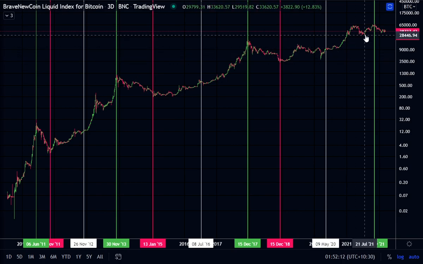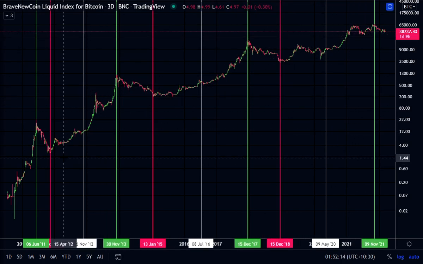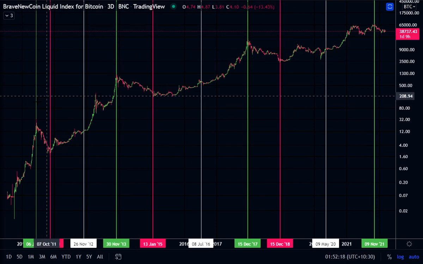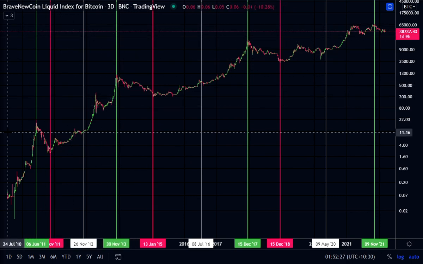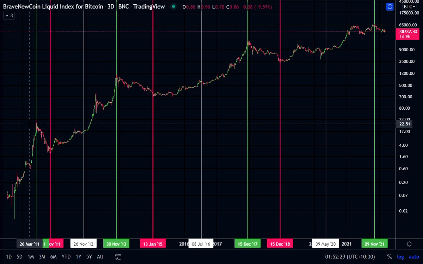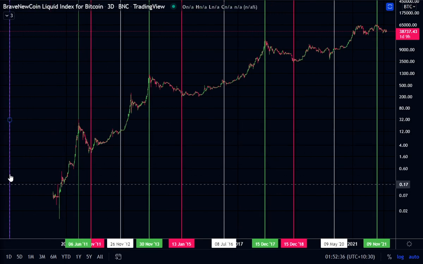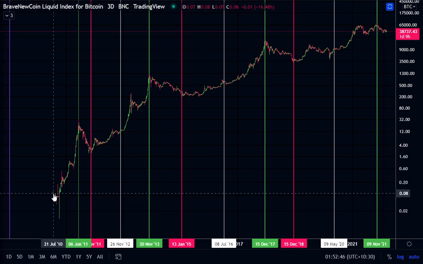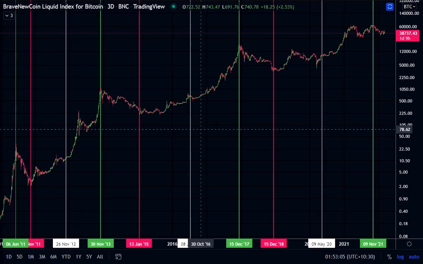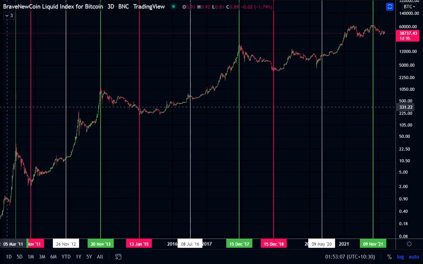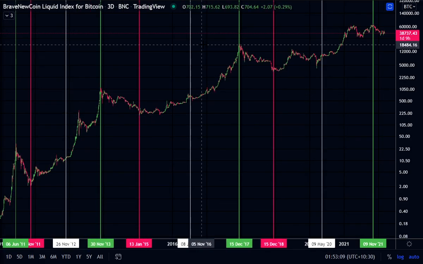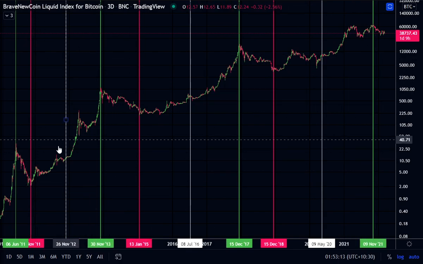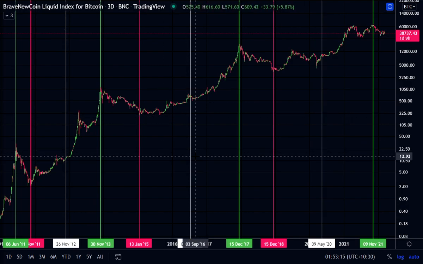So this is the whole history of the Bitcoin price. This is on the BLX chart, the Brave New Coin Index, and this goes all the way back to mid 2010. Bitcoin was created back here where I have this purple line. The earliest price data we have is from mid 2010. I do have these lines drawn on the chart. The green lines indicate each of the bull market tops, the red lines are the bear market bottoms, and the white lines are the halving dates.